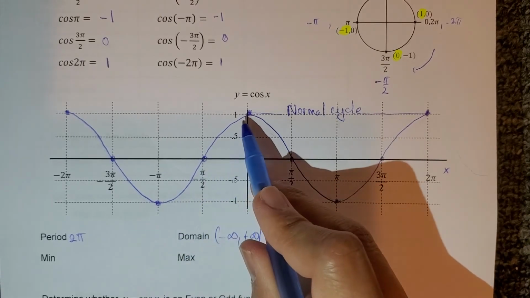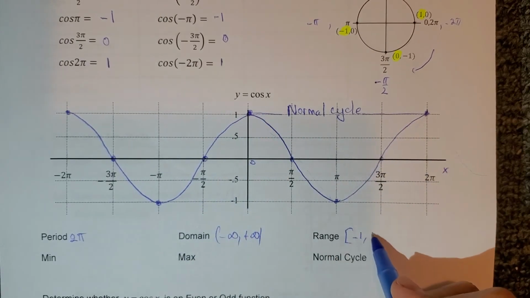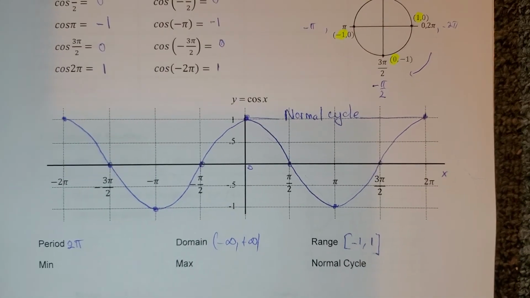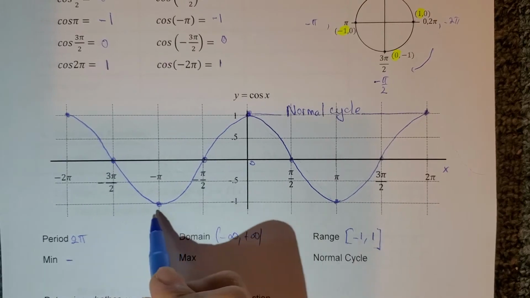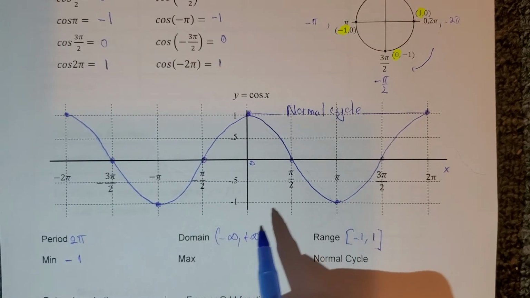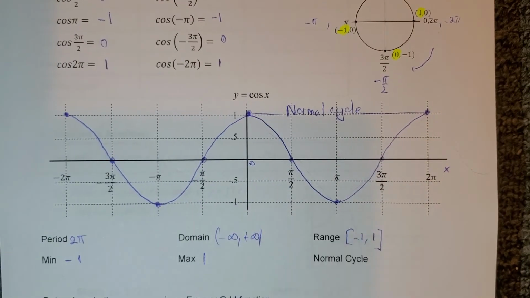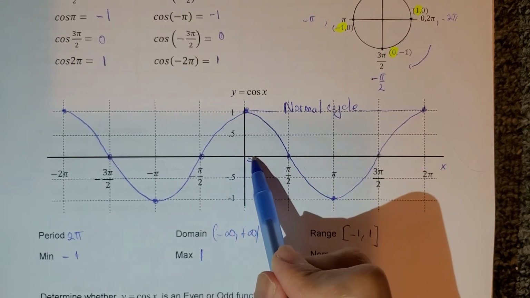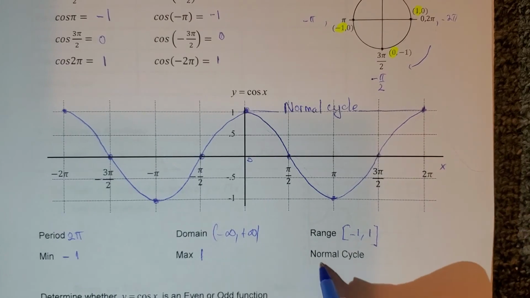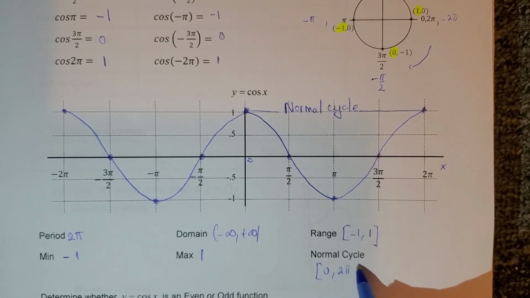And then the highest point is 1. Okay, that's the range. Now we talk about the minimum. The minimum is the lowest point on the graph, which is negative 1, and the highest point, which is 1. All right, and the normal cycle. So for the normal cycle, we start exactly at 0 and go all the way to 2 pi. So 0 to 2 pi.